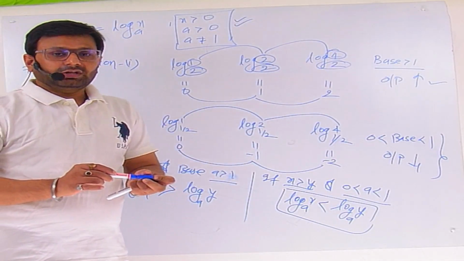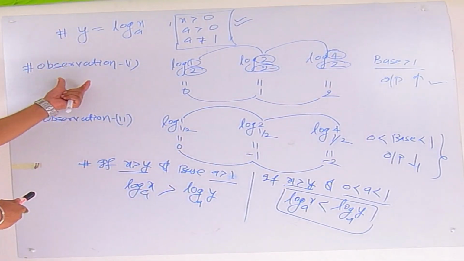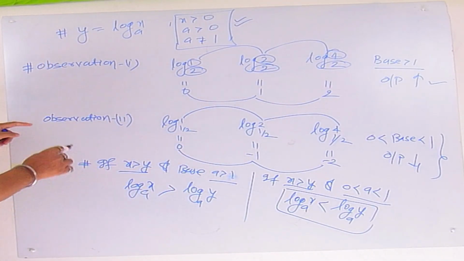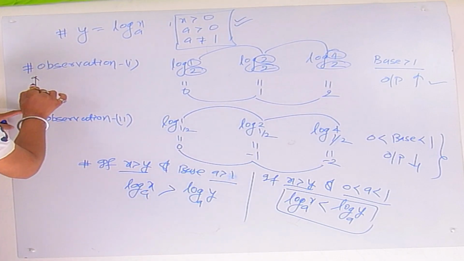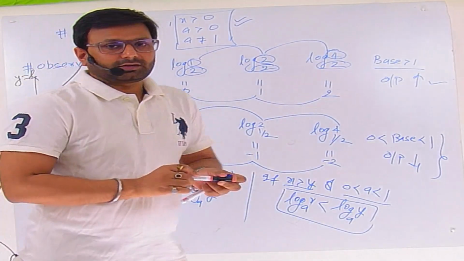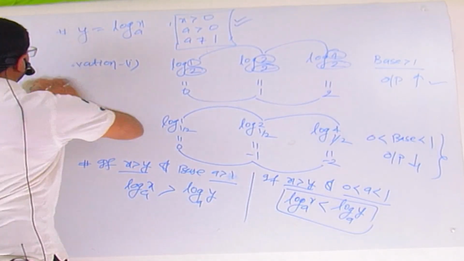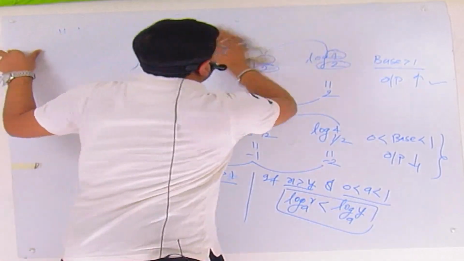Can I erase this? Next I will draw the graph of the log function. So I am erasing this. Can I draw the graph of the log function here? Suppose I am writing y is equal to log x. Okay, next page I will write here. I am erasing this.